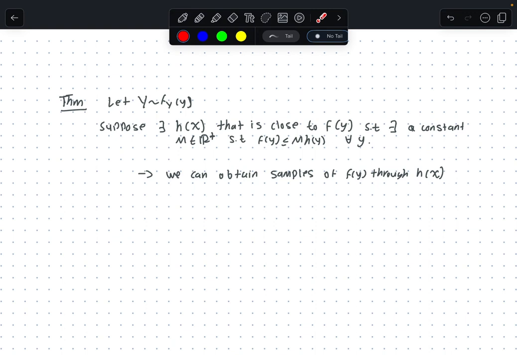The case in which you would need to use this is that f of y is, let's say, really hard to sample from, and there's some h of x that is very well known, easy to sample from, and it's defined over the same values as f of y. So in other words, f of y and h of x have the same support. If all of these are true, then we can go ahead and use this accept-reject algorithm.